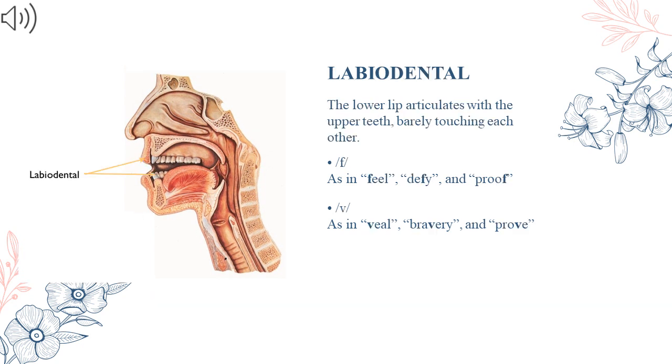Next place of articulation is labiodental. The lower lip articulates with the upper teeth, barely touching each other. For example, f, as in feel, defy, and prove. V, as in very, bravery, and prove. There are only 2 labiodental sounds in the English language.